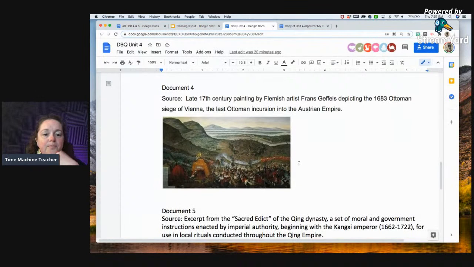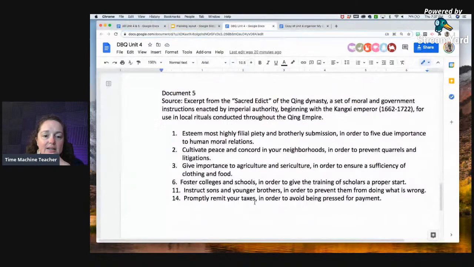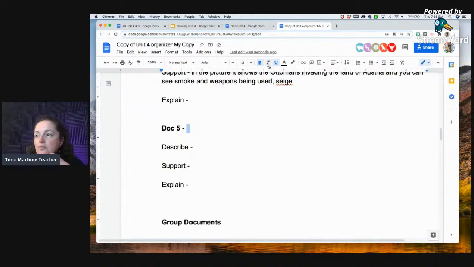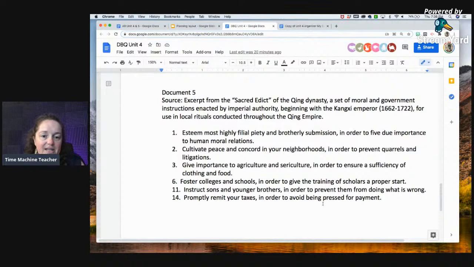Okay, and then this one, to explain this one and do any kind of hippo on it would be really hard because it's a picture, so we're going to skip that one. And let's look at document number 5. Document number 5 is an excerpt from the Sacred Edict of the Qing Dynasty, a set of moral and government instructions enacted by imperial authority, beginning with the Kangxi Emperor in 1662 for use in local rituals conducted throughout the Qing Empire. Okay, so these are sacred edicts.